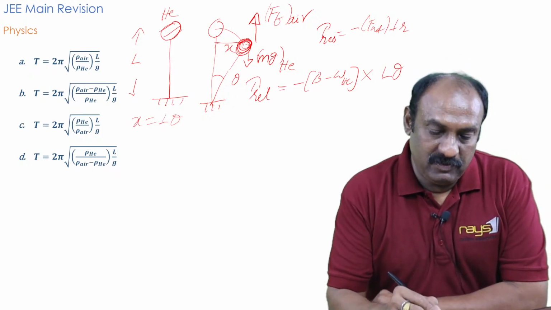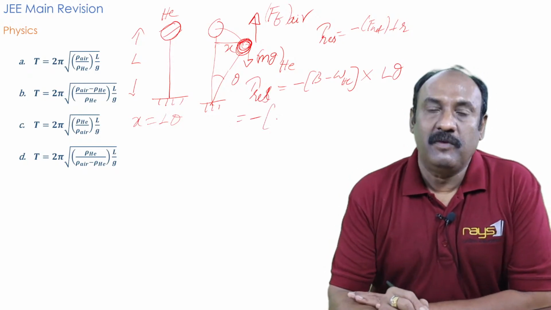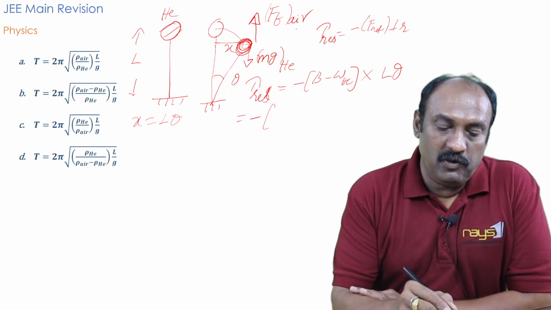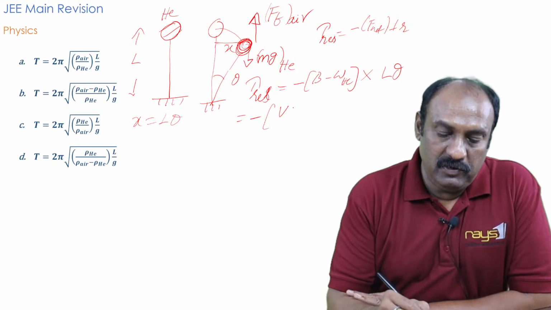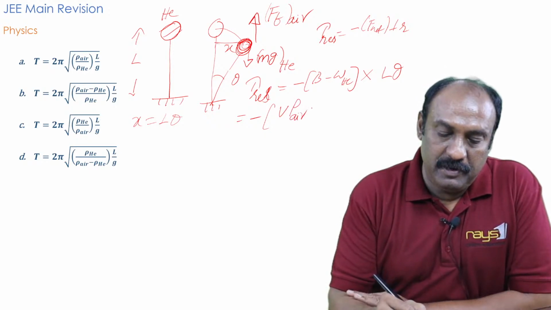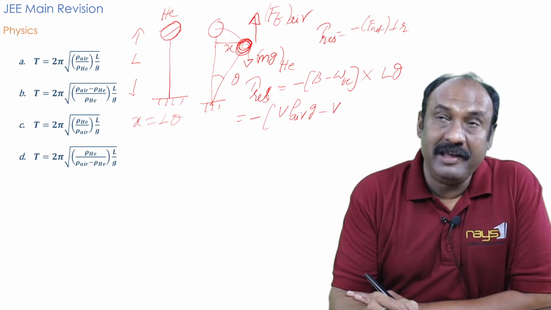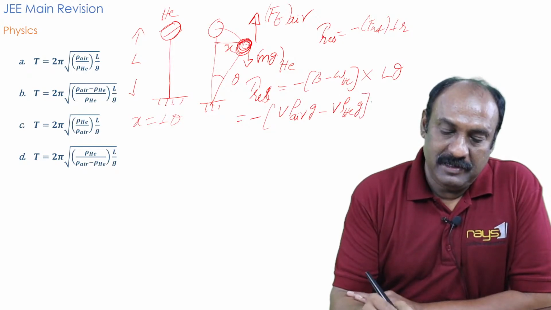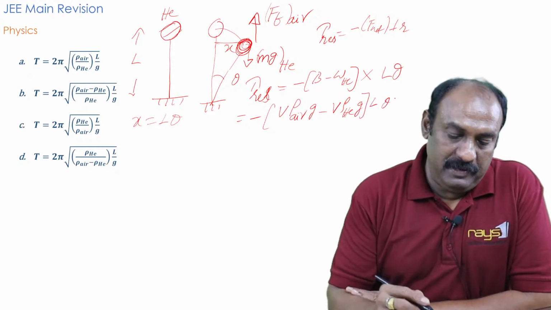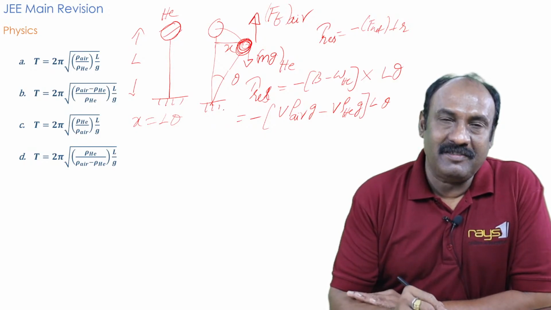So the restoring torque is equal to minus of the buoyant force. What is the buoyant force here? Buoyant force due to the air layers only. So volume of the balloon into density of the air into g, minus the weight of the helium, volume of the helium into density of the helium into g, into L into theta, is equal to the restoring torque. Due to this, it oscillates simple harmonically.